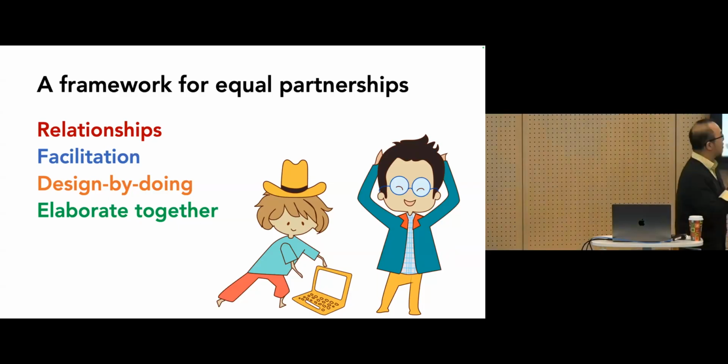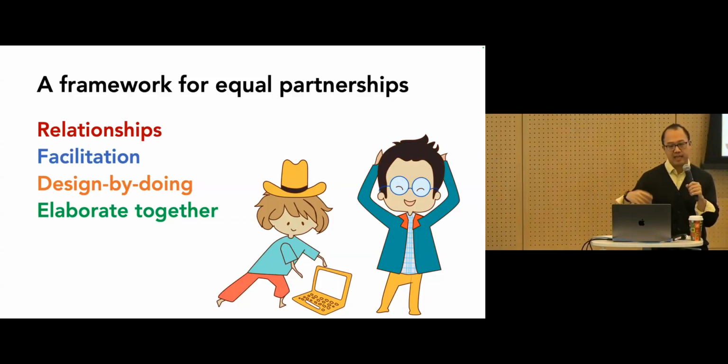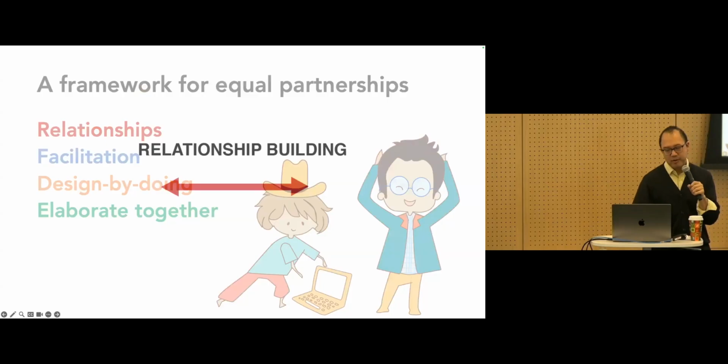When we think about design, there are four parts to it. One is all about the relationship, the facilitation, the design by doing, and the elaboration. And one of the big questions is, how does this all work? Does this really all happen all at once? And we said, no, not really.